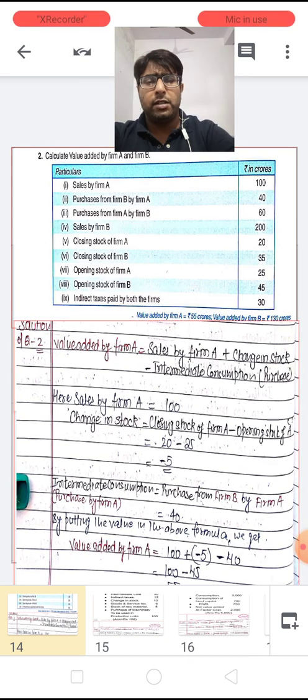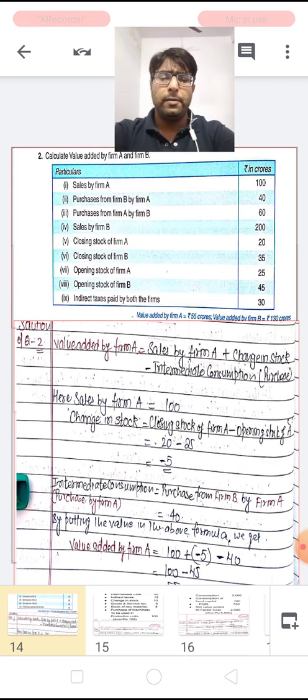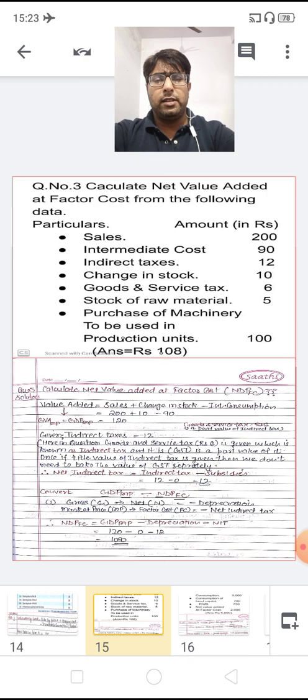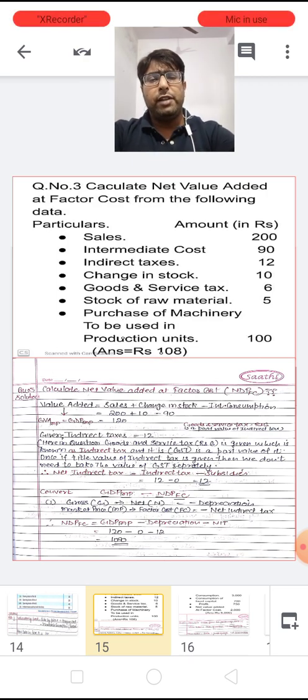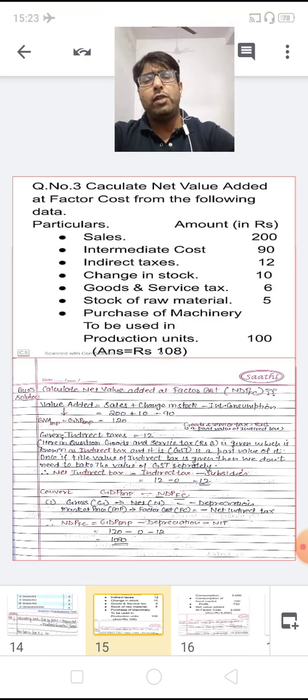Let's move on to some other question, children. Now this is again a question. We have to calculate the net value added at factor cost from the following data.